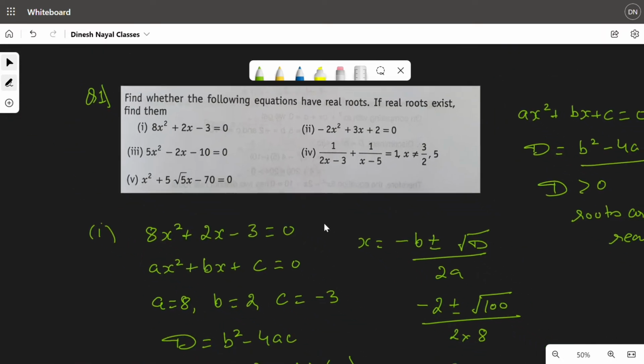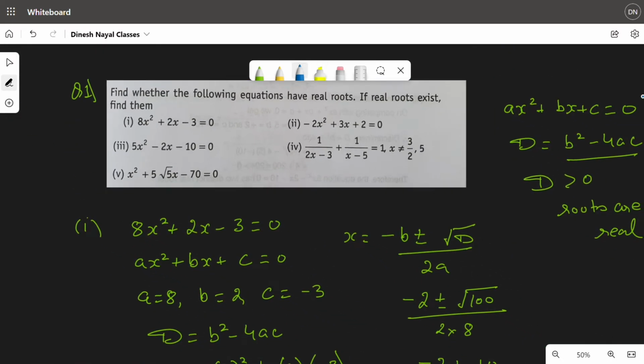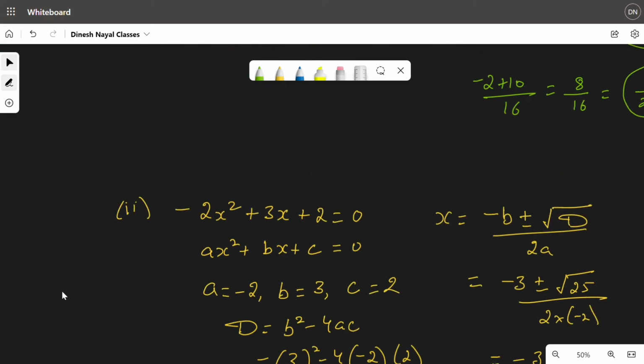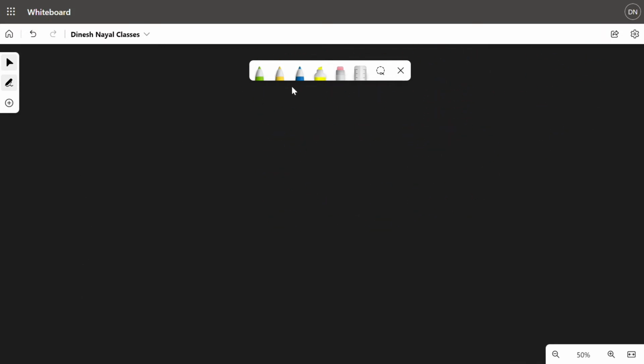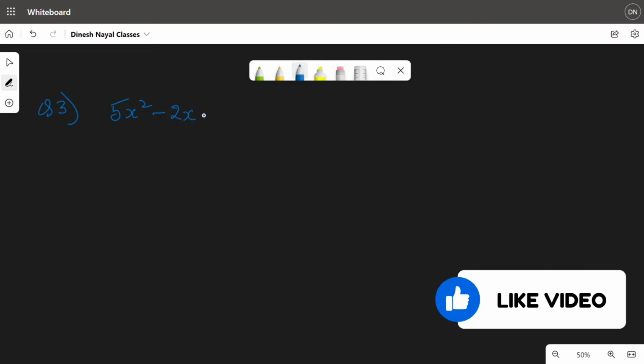Now moving on to the third part. The third part is 5x square minus 2x minus 10 equals 0. Writing the third part over here. So this is not question 3, this is the third part: 5x square minus 2x minus 10 equals 0.